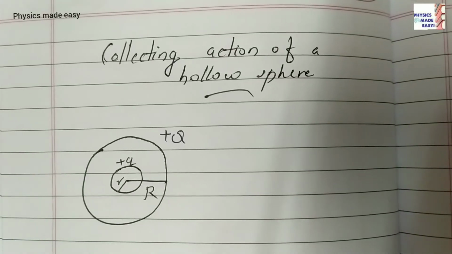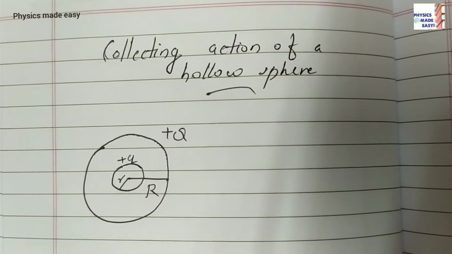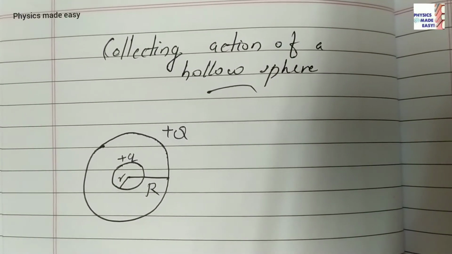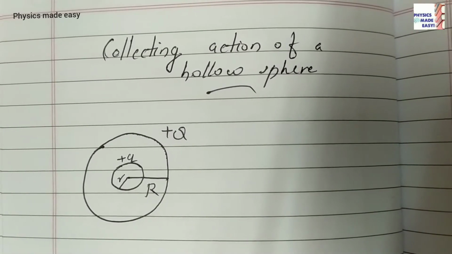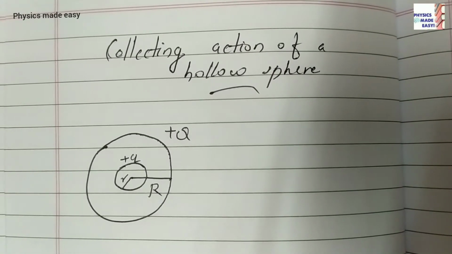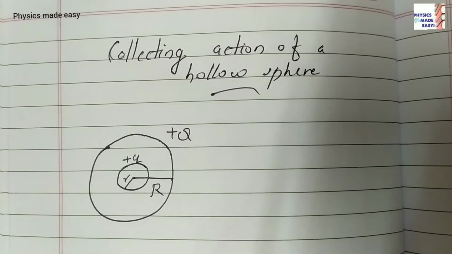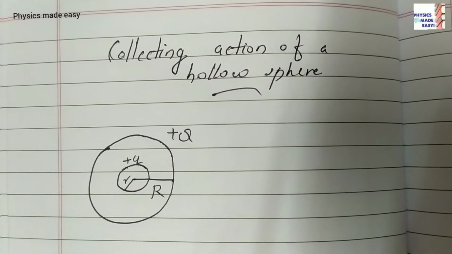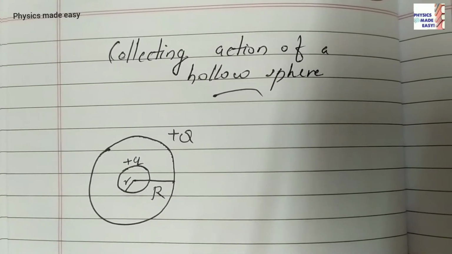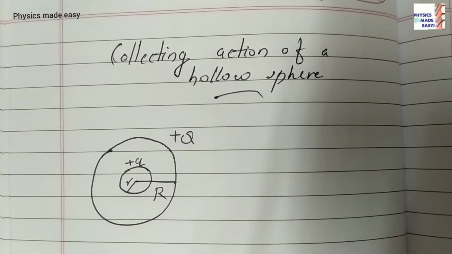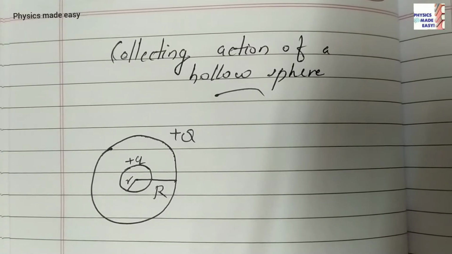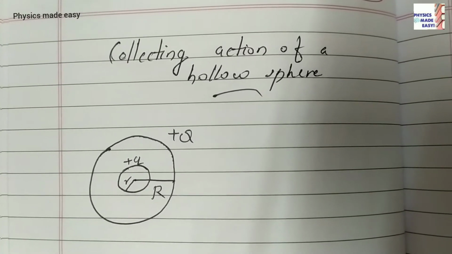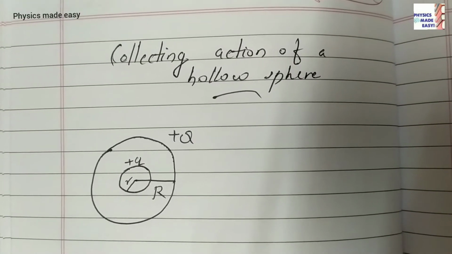Hello students, Van de Graaff generator is a machine that can build up high voltages of the order of a few million volts. This high potential difference set up in this generator is used to accelerate charged particles like protons, neutrons, alpha particles, etc. to high energies of about 10 million electron volt.